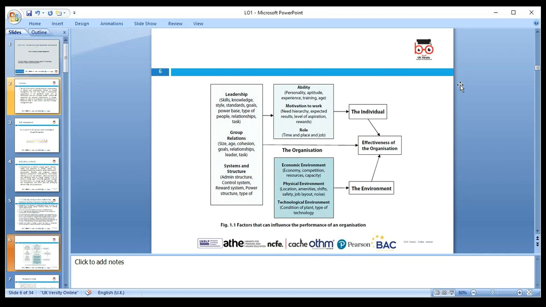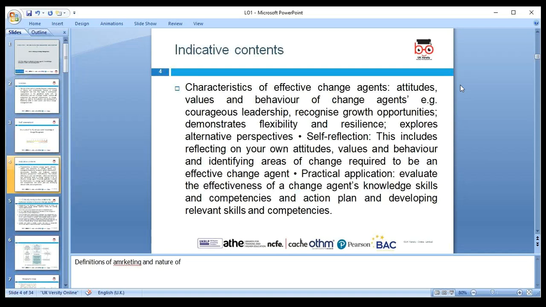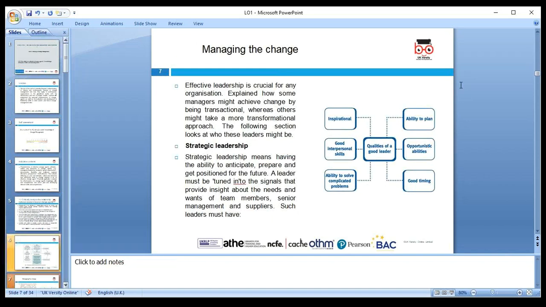So, when we're looking at performance and effectiveness, leaders need skills, knowledge, style, standards, goals, and power. Then leaders should have ability, personality, attitudes, experience, and motivation towards work and roles. Then group relationships, team working, and systems. So the individual effectiveness of the organization, reflecting the environment, will give the overall result to achieve our objective effectively. That's what we need to look at.